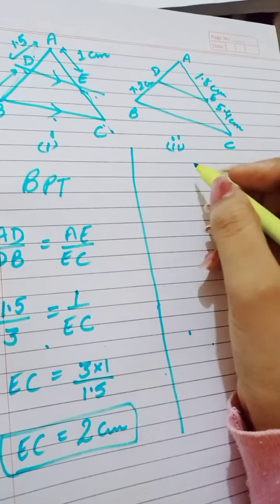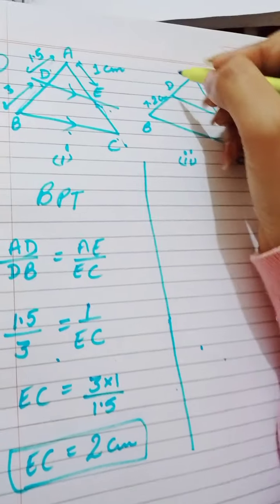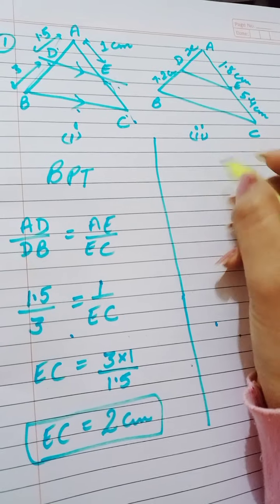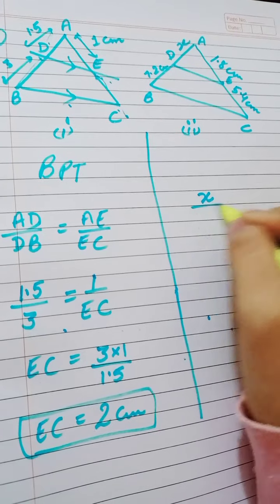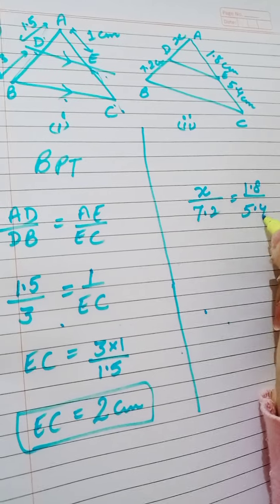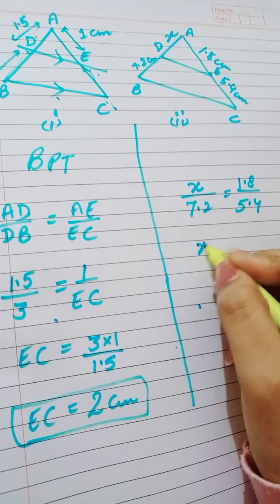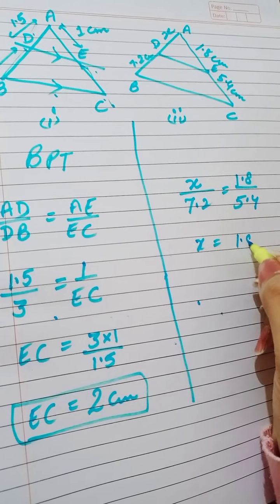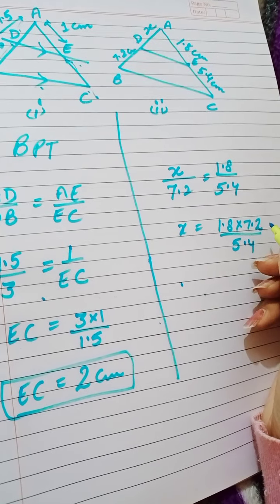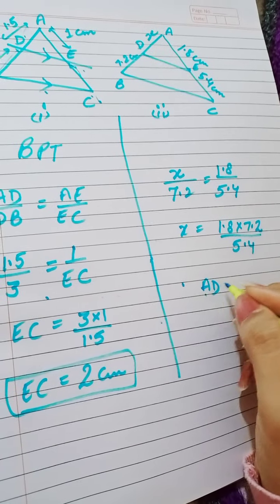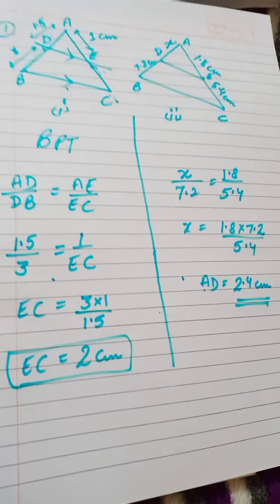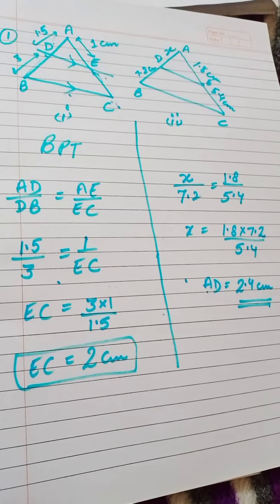And the second part of this question you can also do like this. You have to find AD, so you can take AD as X. So what will be the formula? X upon 7.2 would be equal to 1.8 upon 5.4. When you solve it, you will find X as 1.8 into 7.2 divided by 5.4. And when you solve it, AD would be 2.4 centimeter. So this is the first type of question you will get in this exercise.